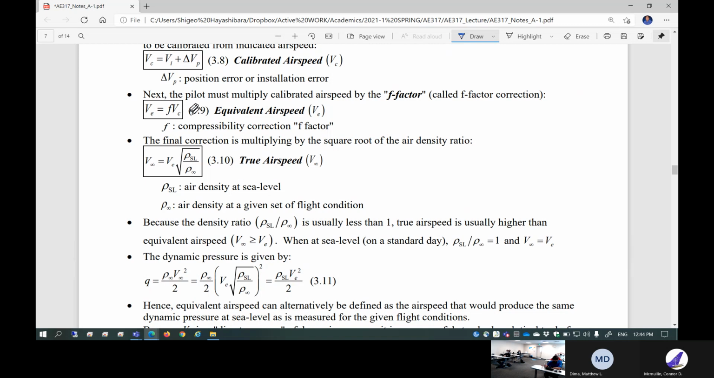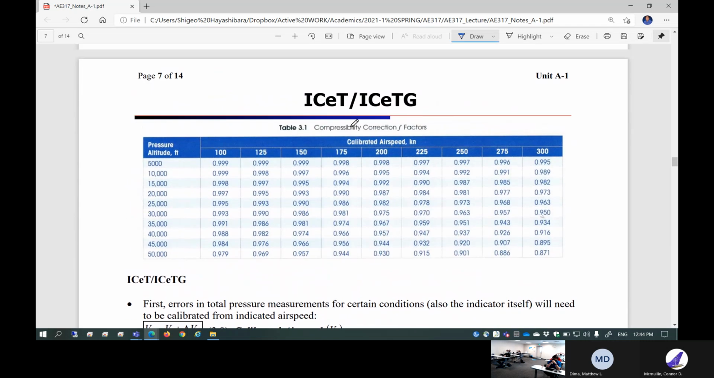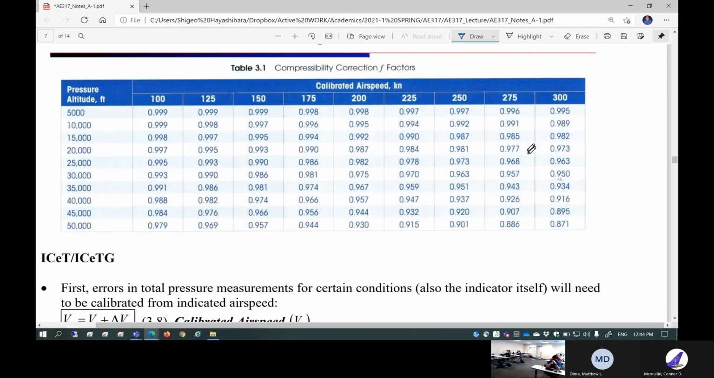The next step: once you determine calibrated airspeed, you multiply by the factor F to determine equivalent airspeed. Factor F, what the heck is that? It's essentially the difference in density between your flight altitude and sea level. In other words, equivalent airspeed is what your airspeed would be if your air density were the sea level value. That's called equivalent airspeed. So factor F is given here.